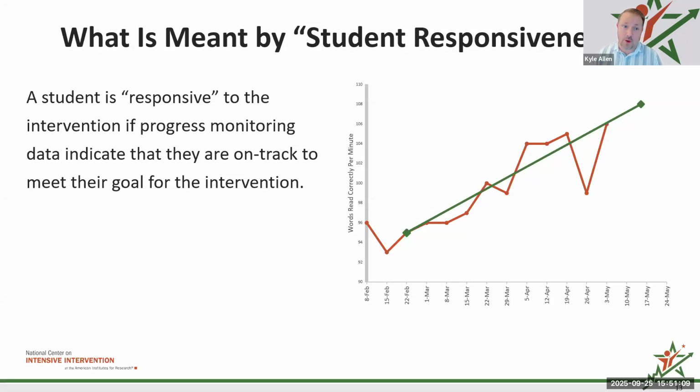But a student is responsive to the intervention if progress monitoring data indicate that they are on track to meet their goal for the intervention, right? So we talked about how progress monitoring can help us estimate rates of improvement. That's exactly what we're doing here as we look at a student's responsiveness or non-responsiveness, right? Oftentimes we'll talk about trend lines, and that can even help us estimate beyond, sort of into the future, right?